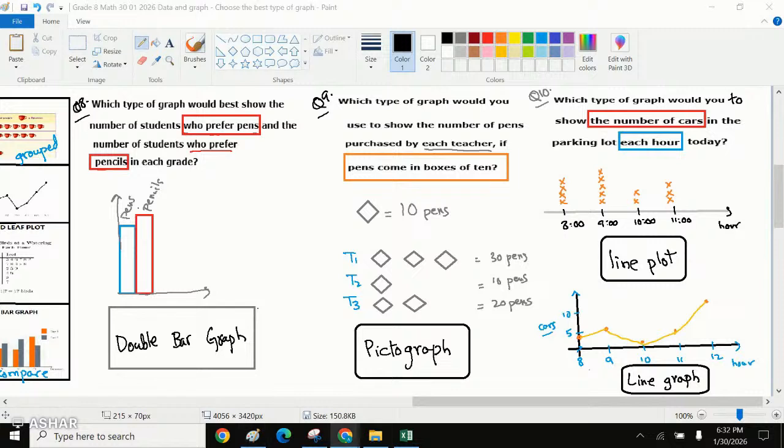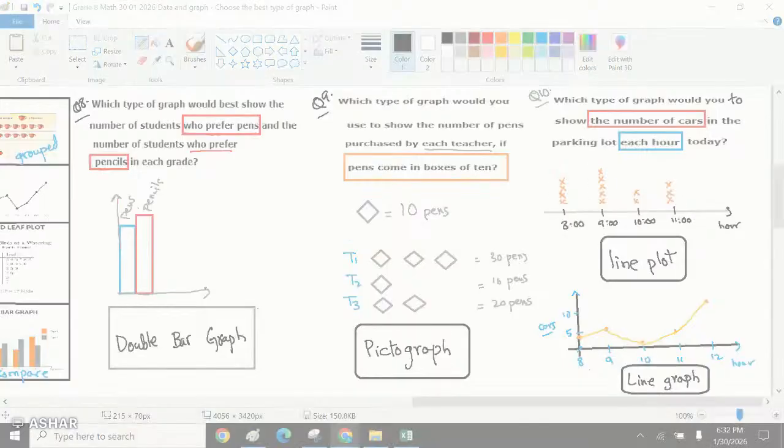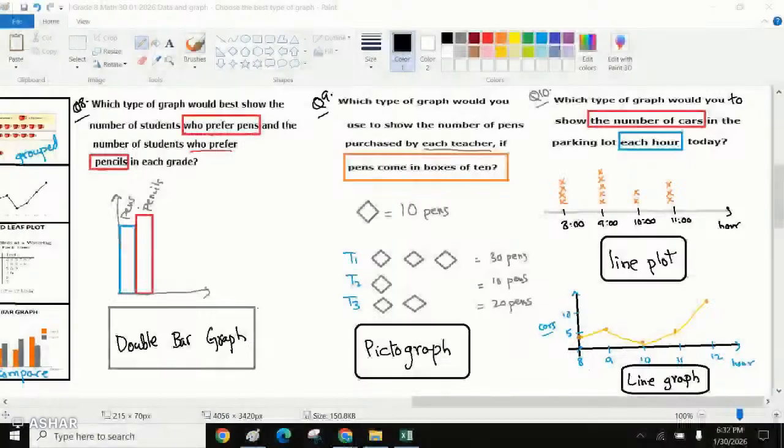But we cannot do a bar graph, a pictogram, or a stem and leaf. So either of these can be used. Let's try some questions from the test and see which is the best option. Just a moment, please. Let me copy the question from the test.